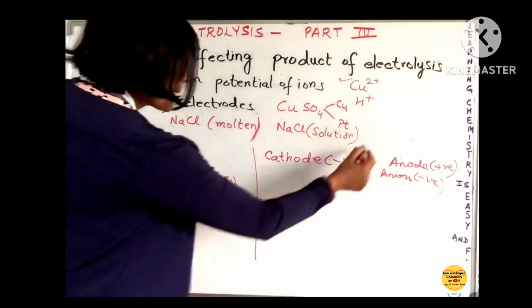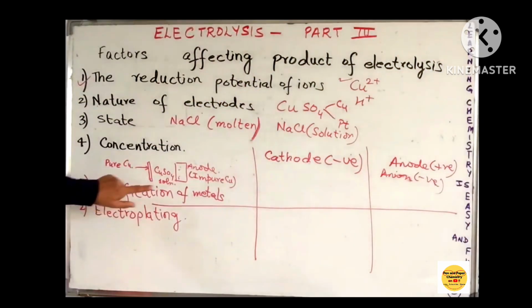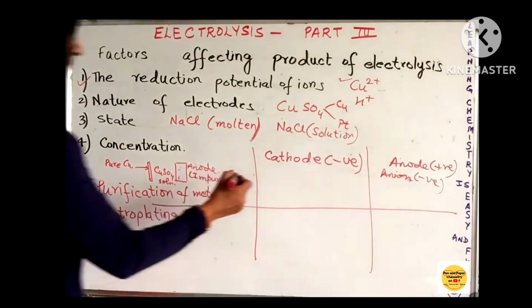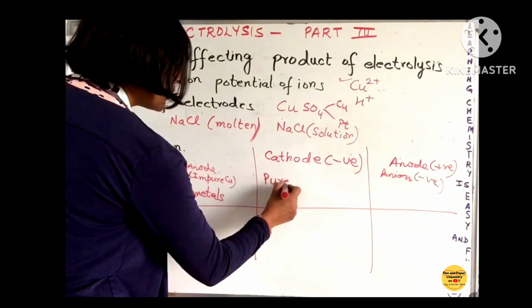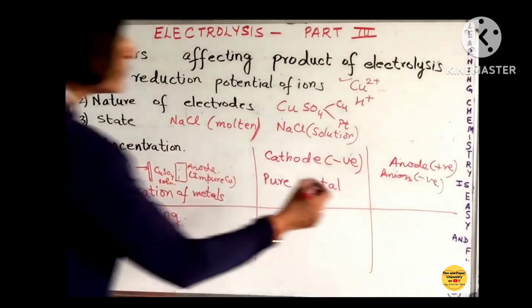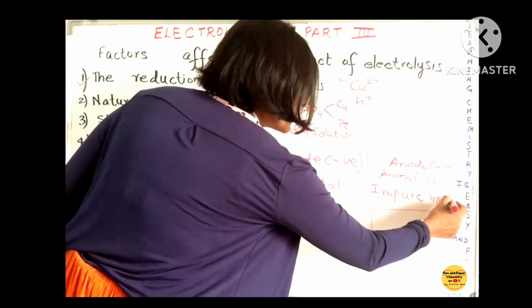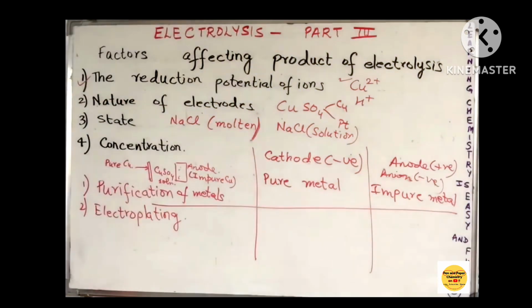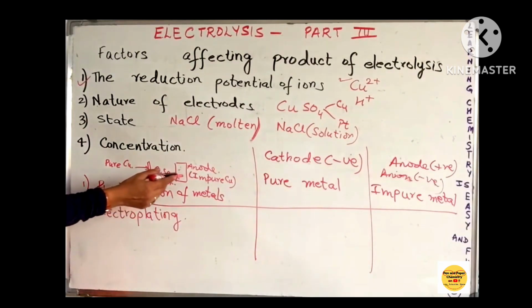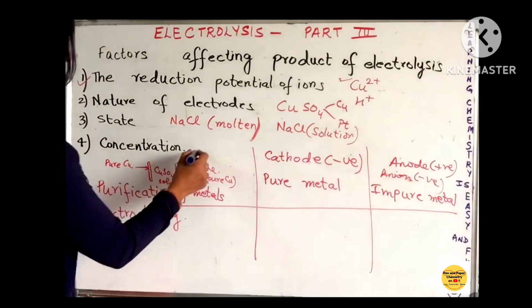Let's tabulate. So it's easy for us to recall as well. So when you're talking about purification of metals, your cathode will be the pure metal, right? Whereas your anode will be the impure metal. The beauty of this process is, what happens when I'm talking about impure copper. Impure means there are other metals also present. In impure copper, the other metals which are present are like silver, gold.